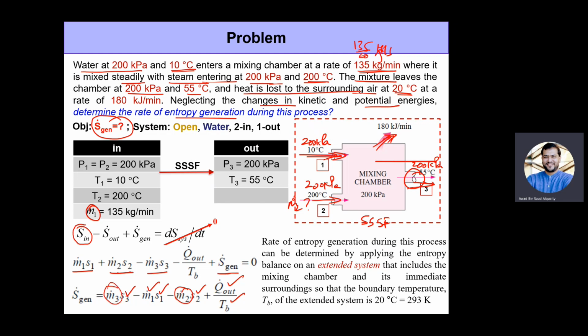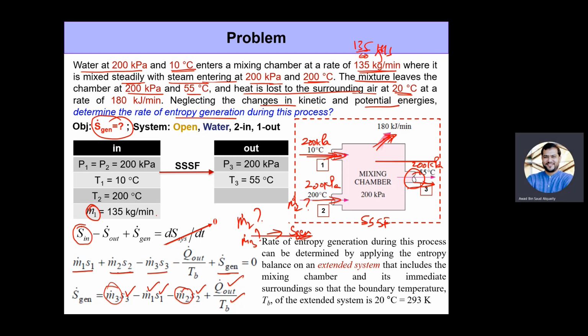We do not have m dot 2. So we have absolutely no clue at what rate the flow is exiting the system. The question then is, how do we find m dot 2? We need m dot 2 and m dot 3 so that we can substitute in the equation at the bottom and calculate entropy generation.